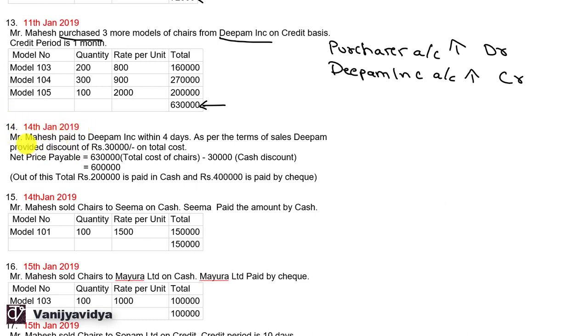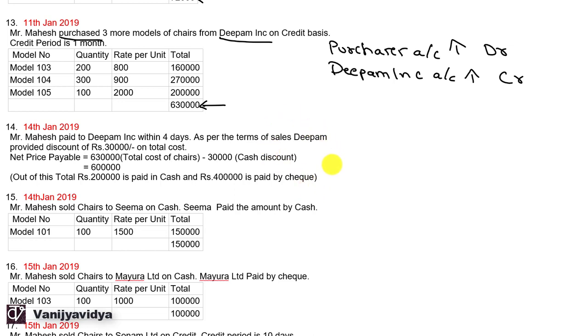14 Jan 2019. Mr. Mahesh paid to Deepam Inc. within 4 days. As per the terms of sale, Deepam provided a discount of rupees 30,000 on total cost. So net price payable was 6,30,000, that is total cost of chairs minus 30,000 cash discount, that comes to 6 lakhs. Now out of this total, rupees 2 lakh is paid in cash and 4 lakh is paid in check.